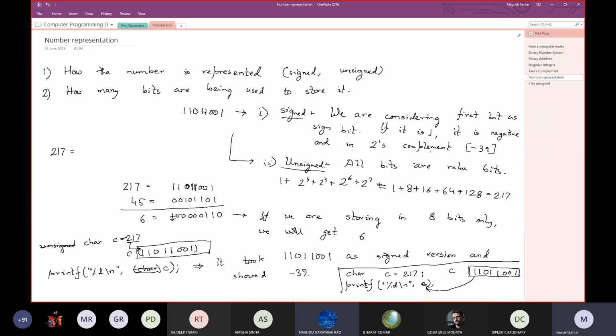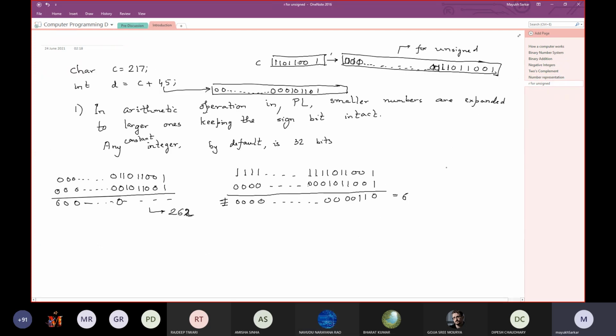Okay, understood. In programming languages, the data types represent the storage that you are using. Data types like char, int, and several more, short, float, and many other things. Data types represent two things.